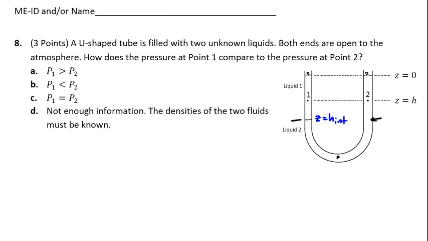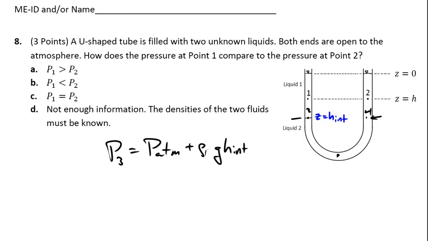And we'll call this point 3 and point 4. The pressure at point 3 is equal to atmospheric pressure plus rho g h interface. So I come down that distance. And I've used a subscript 1 for the density of liquid 1. And P4 is equal to P atm plus rho 2 g h int.